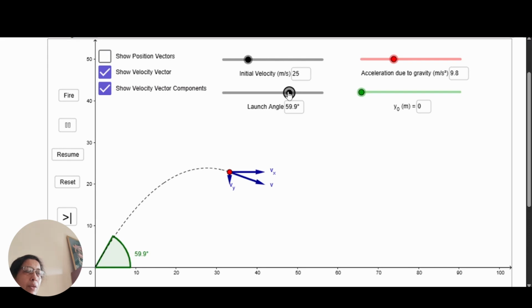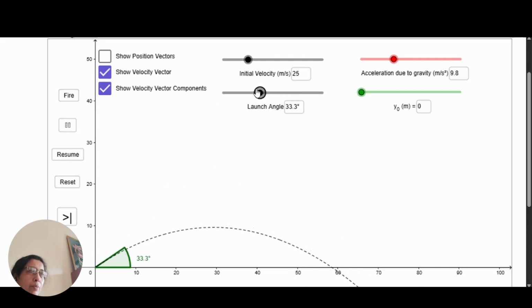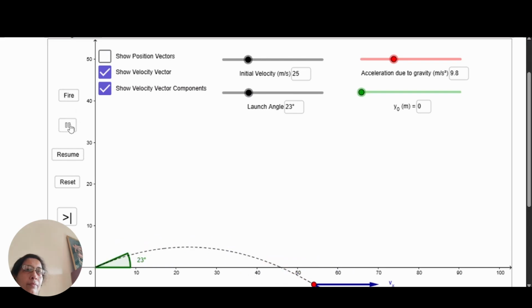See, steeper angles of projection are reducing the range but increasing the maximum height. And smaller angles of projection are reducing the maximum height and also the range. This simple setup beautifully shows how gravity affects only the vertical part of the motion.